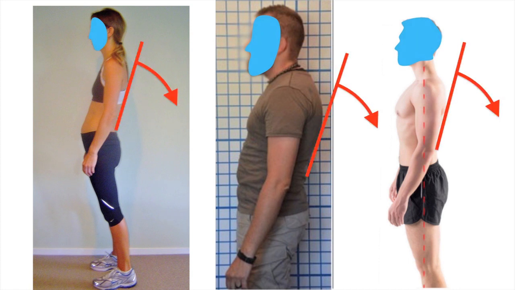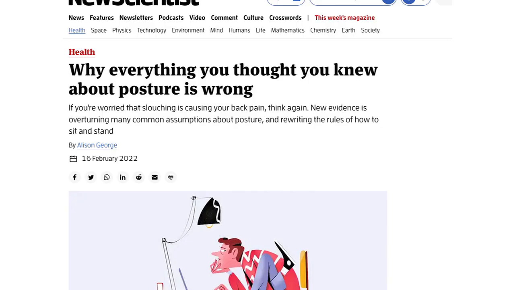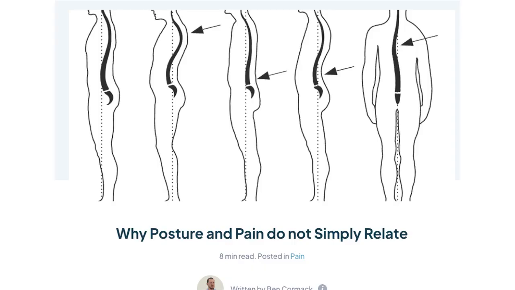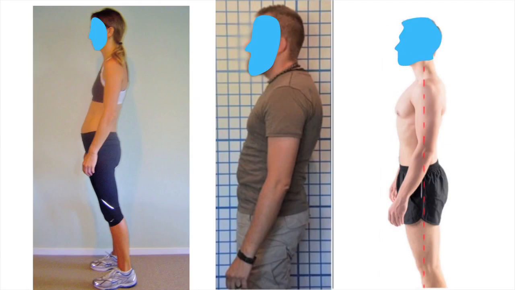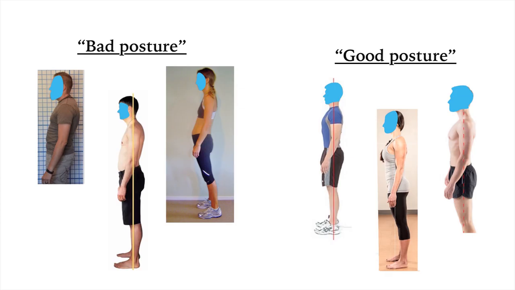Now, you may have heard about studies done that prove that posture has no effect on pain. And people use these studies to argue that posture is irrelevant to pain and other health problems. But this is simply wrong. The issue is that clearly the people conducting these studies do not know what good posture is. Any of these people could experience pain because all of them have bad posture. Yet in a study, they would be broken down into those with good posture and those with bad posture.